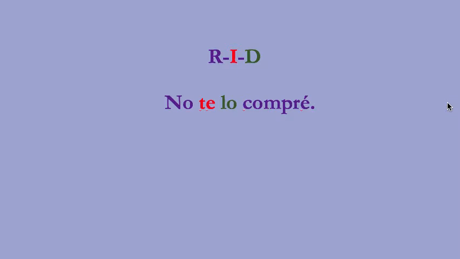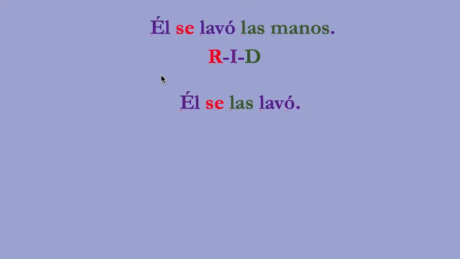Or, por ejemplo, no te lo compré. I didn't buy it for you. Notice that, as I said, we only have two ever, and they're in the order of RID. So it's the I always goes before the D. It would never be no lo te compré or something. It would always be te lo compré, as I said, in this specific order.